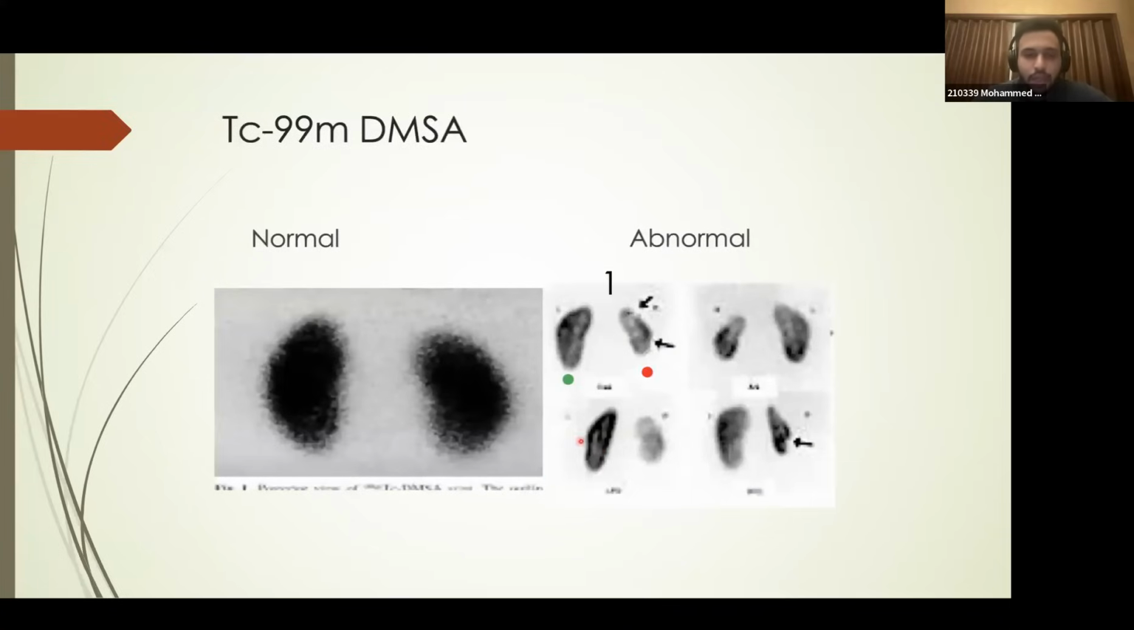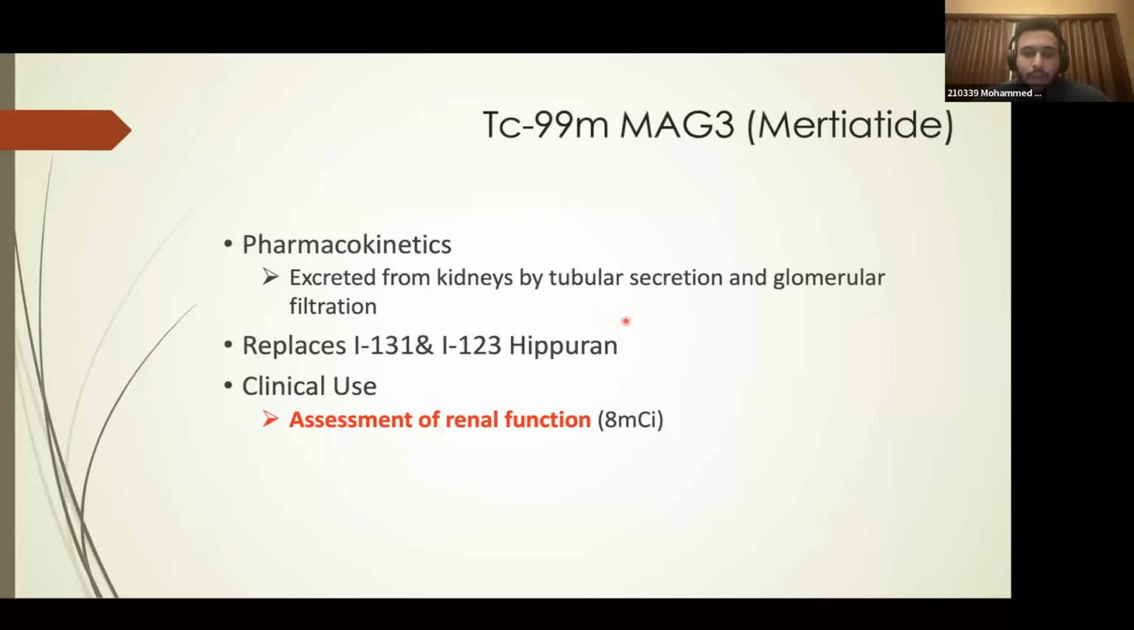Here is the application of DMSA, or technetium succimer. Here is a normal renal parenchyma. Everything is normal. If it's abnormal, it won't all be active. For example, there are some parts that are not active. This is just showing you the renal parenchyma, and there's something wrong with it. Now for MAG3, technetium MAG3, it's basically to assess renal function.